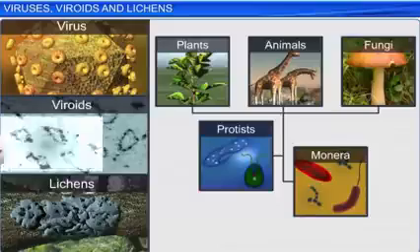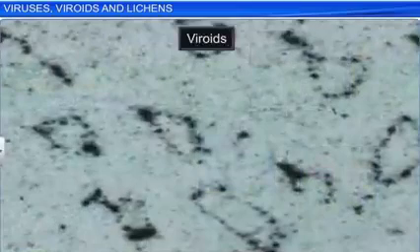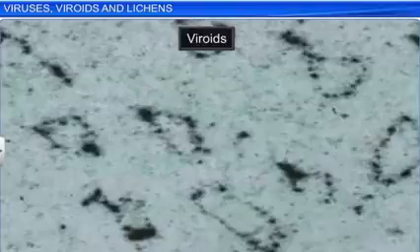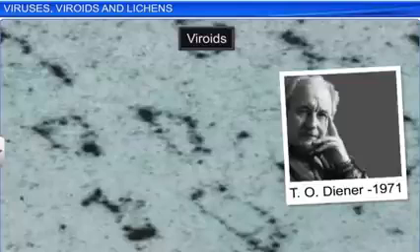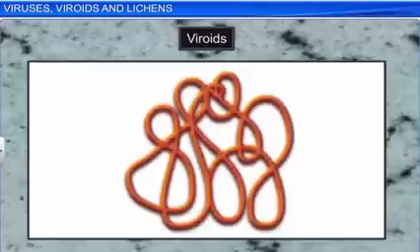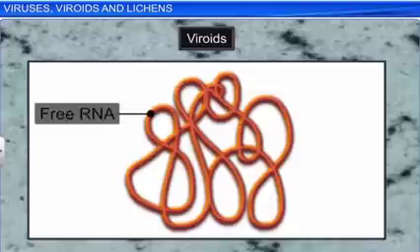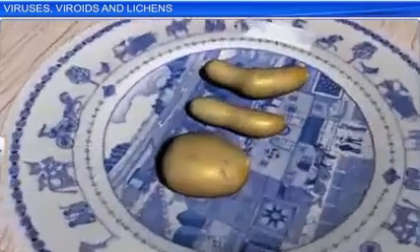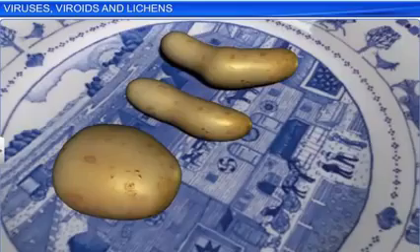Like viruses, viroids are also infectious, only they are smaller. They were first discovered by Theodor Diener in 1971. Viroids lack the protein coat that viruses have. Hence the name viroid. Also, they have free RNA of low molecular weight. They are known to cause potato spindle tuber disease.